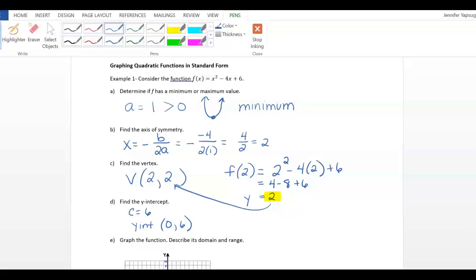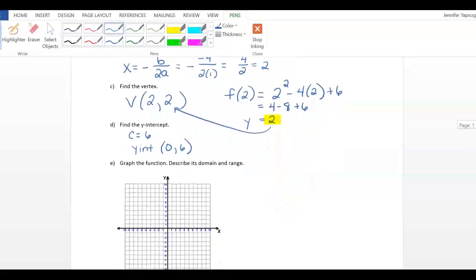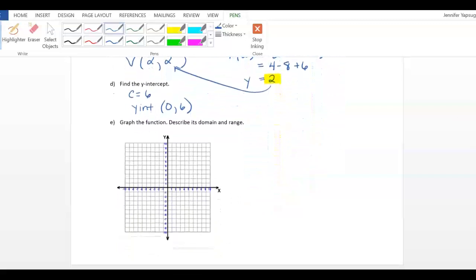Now, I've done all of this work so that I can graph, so we're going to use the information that we obtained in the previous examples. So the first thing I'm going to do is plot my vertex. My vertex was 2, 2, so that would be 2, 2. And then I know that this is my axis of symmetry, so I'm just going to draw a dashed line.